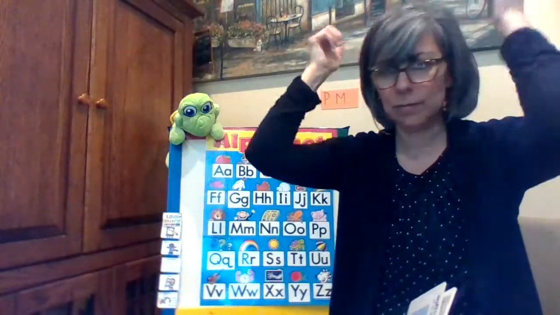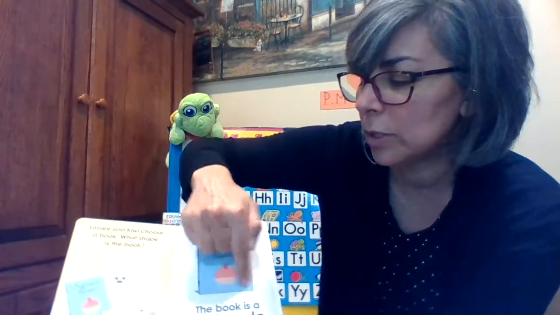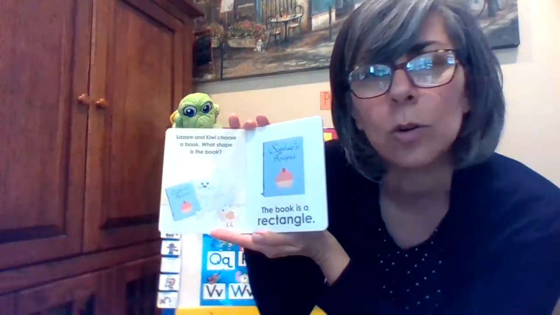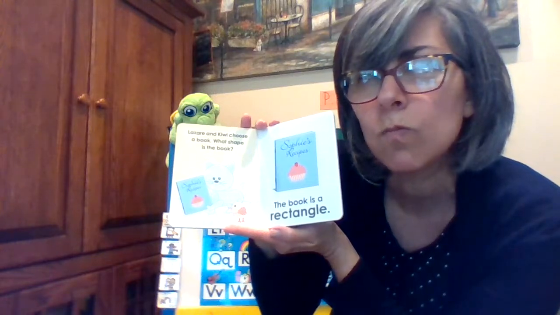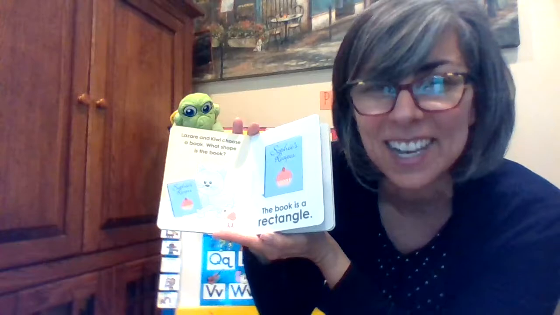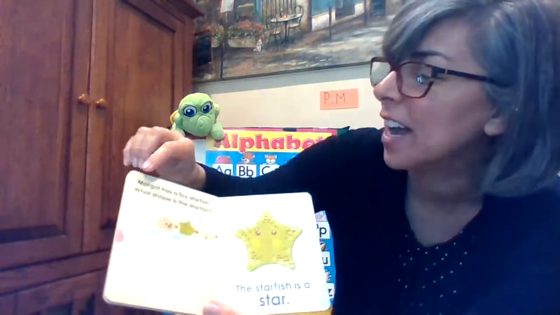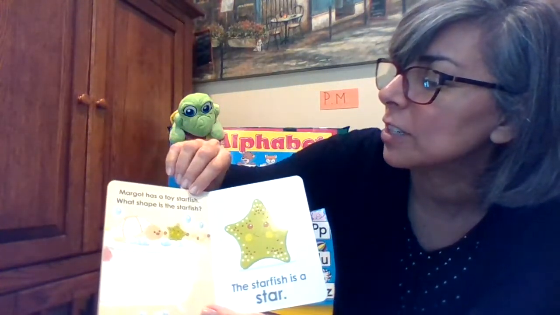Lazar and Kiwi choose a book. What shape is the book? Well, let's put on our thinking cap. Can you put on your thinking cap? Let me use both of my hands. Really put on that thinking cap. It's longer on two sides than the other two sides. It's not a square. I think it's a rectangle. Good job.